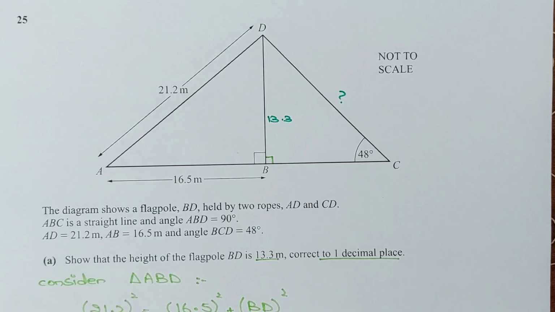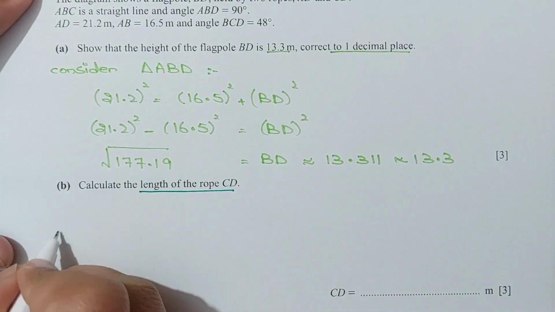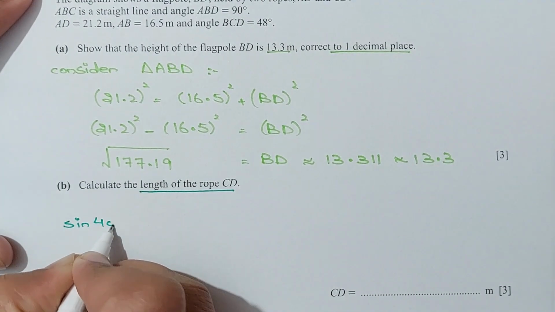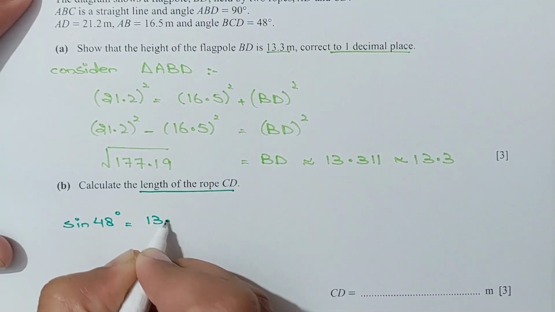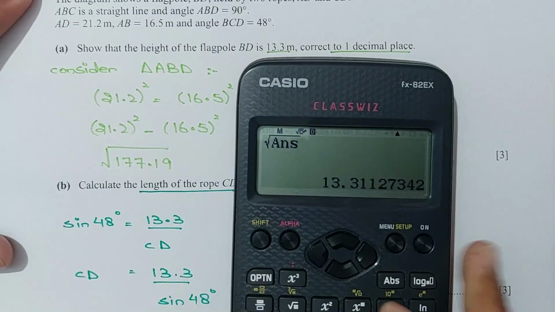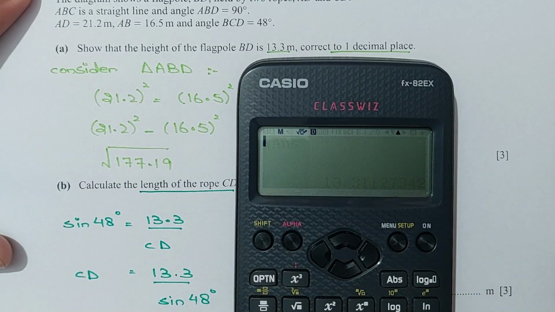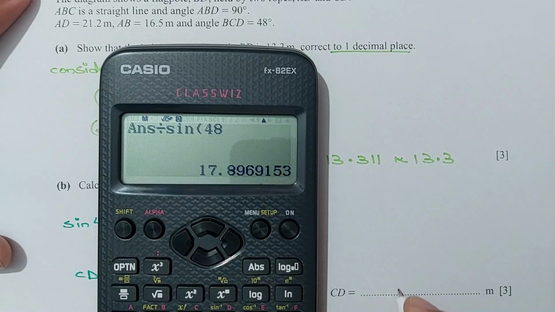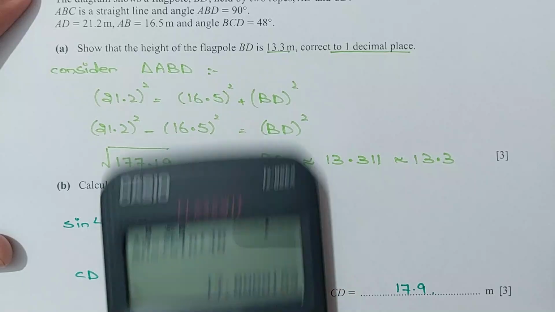So use the trigonometric ratio of sine. We can say sine of angle 48 degrees equals the opposite, 13.3, over the hypotenuse, CD. So cross multiplied, CD would be equal to 13.3 over sine 48 degrees. My calculator is in degrees. 13.3 divided by sine 48 is 17.89, or we can say 17.9 meters.